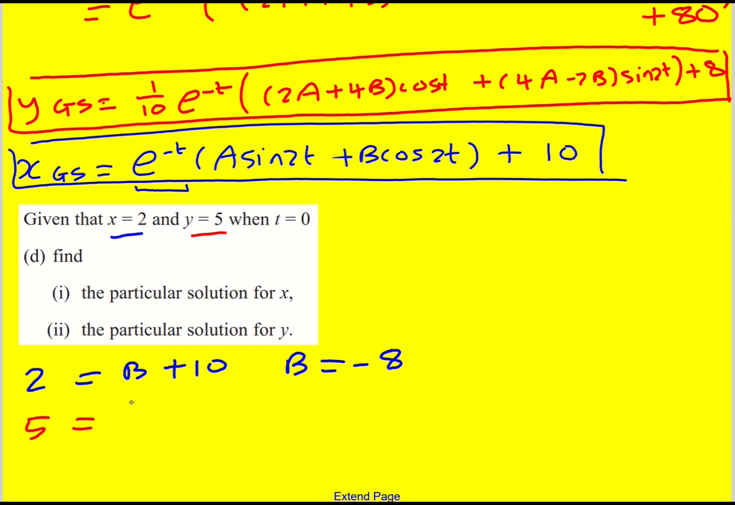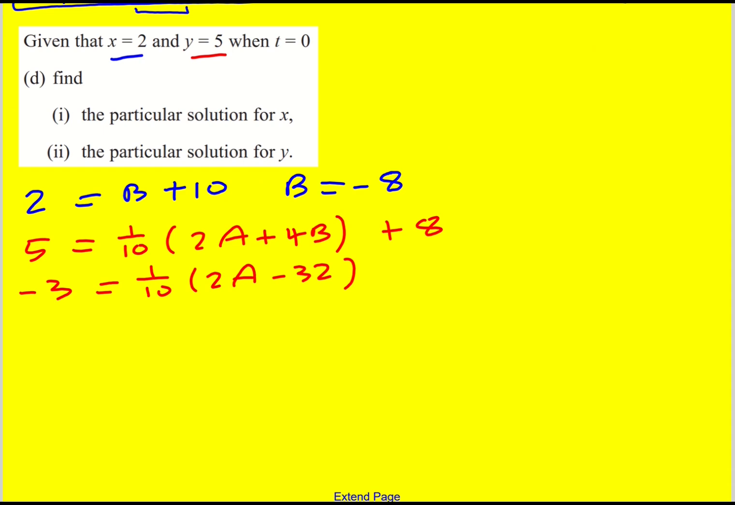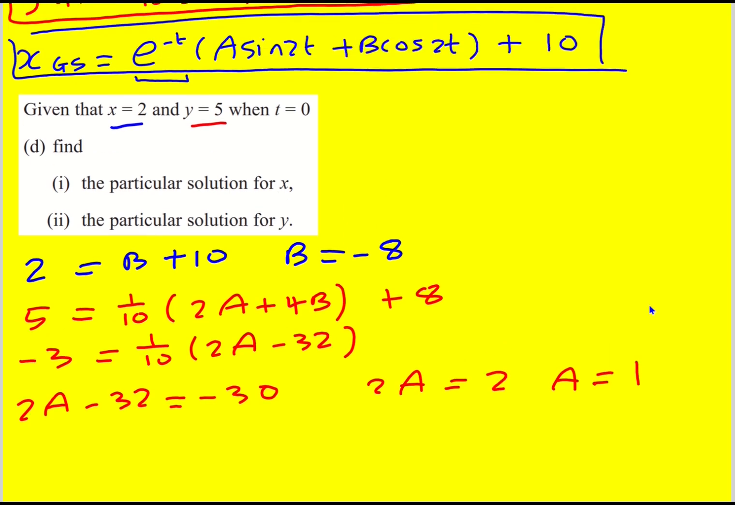So 5 is going to equal 1 over 10 e to the 0, that's just 1. Then I am going to get 2a plus 4b times cos of 0, that's just 1. And the sine 2t again is going to disappear. And I've got plus 8. That means minus 3, just minusing the 8 here, is going to equal 1 over 10 times 2a minus 32. So 2a minus 32 is going to equal minus 30. 2a is going to equal 2, so a equals 1. We found both of the constants.